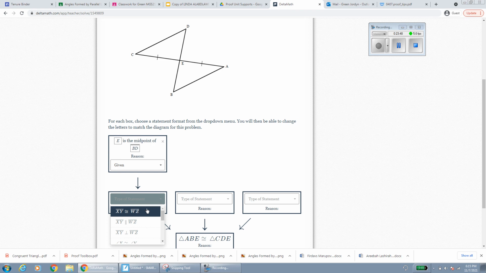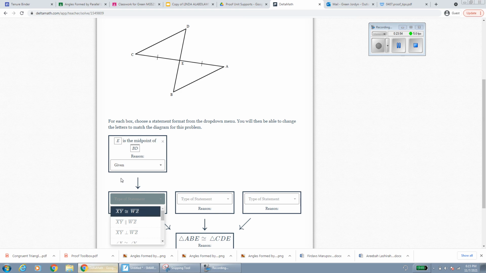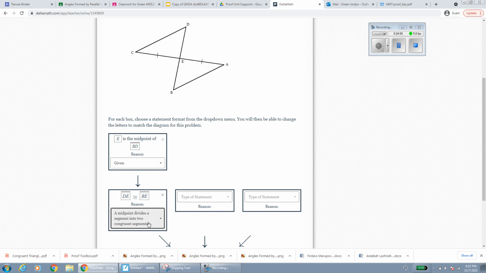So we drew the conclusion, what did we draw? That DE and BE were congruent to each other from having a midpoint. So let me put that in. DE and BE are congruent. And our reason, let me type in about a midpoint. A midpoint divides a segment into 2 congruent segments. Awesome. Okay, so I have to mention the other given that CE and AE are congruent to each other. That's given.